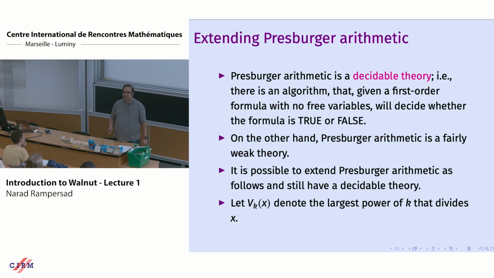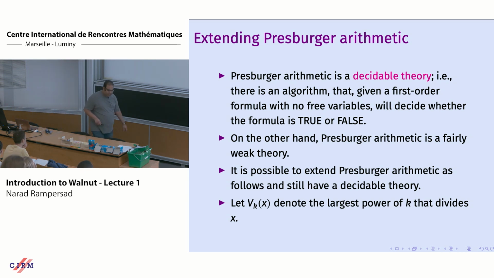It's not an exciting theory, but it's a decidable theory. In other words, I give you any formula of this theory with no free variables, there is an algorithm to decide whether the formula is true or false. So you can prove anything you like about unions of arithmetic progressions. There's an algorithm to decide this. But like I said, this is a weak theory, right? It can only define finite unions of arithmetic progressions.